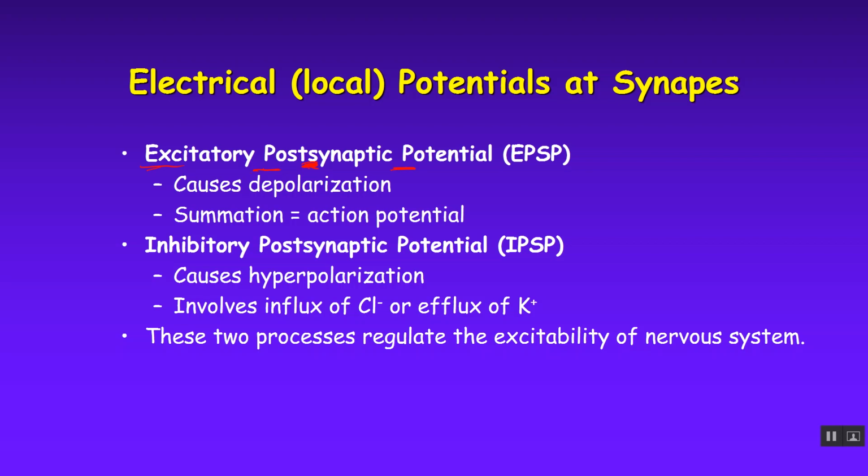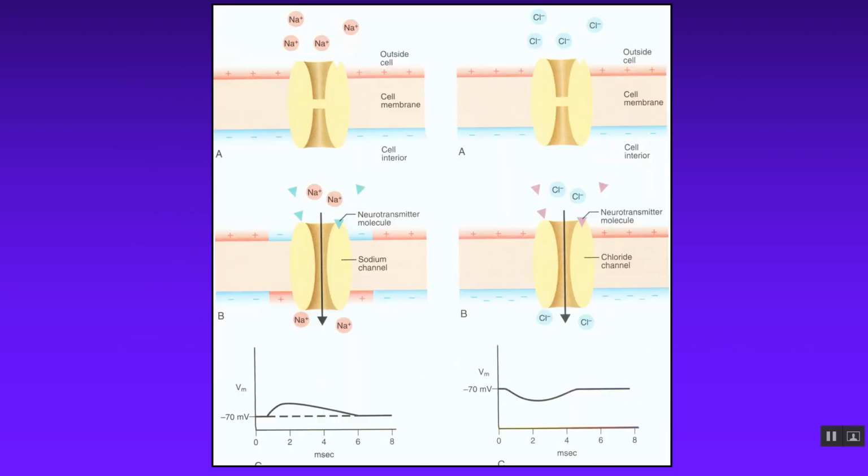So we have to have both excitatory methods or impulses and inhibitory ways to influence the nervous system, okay? And these two processes together regulate the excitability of the nervous system at any given moment and any given location within the nervous system, okay?